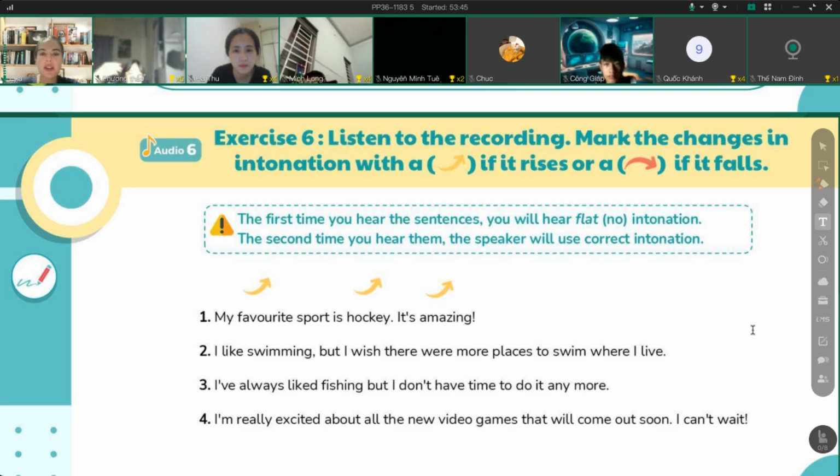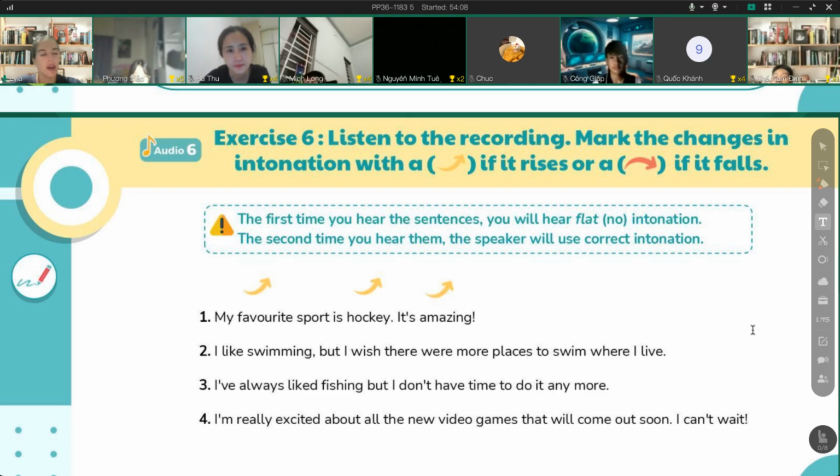The first time you hear the sentences, you will hear flat, no intonation. The second time you hear them, the speaker will use the correct intonation. Let's have a look at sentence 2. I like swimming, but I wish there were more places to swim where I live. Number 3. I've always liked fishing, but I don't have time to do it anymore. And then number 4, I'm really excited about all the new video games that will come out soon.